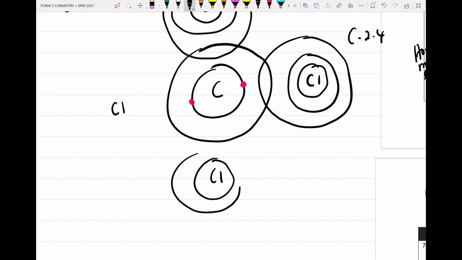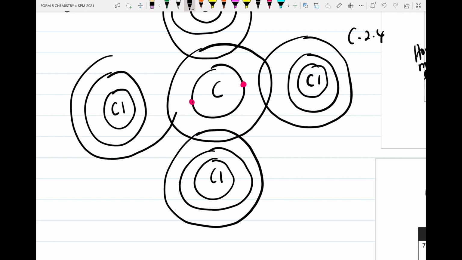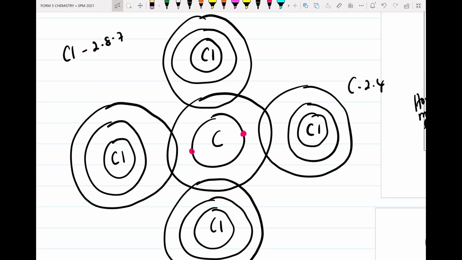First shell, second shell, and the valence shell is here. First, second, and third shell. Fill up the first shell and second shell. First shell will be 2 electrons, and second shell will be 8 electrons. Okay, 2.8.